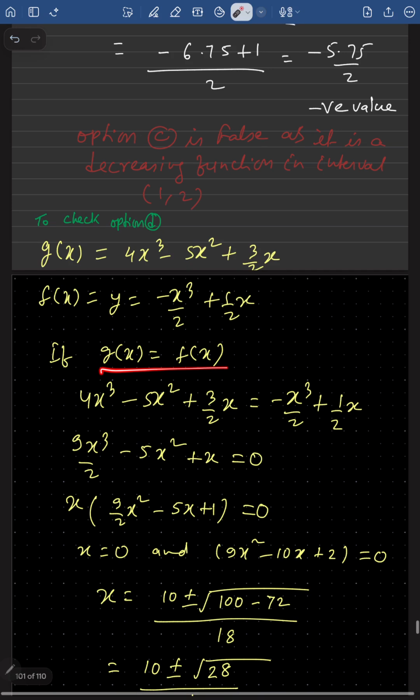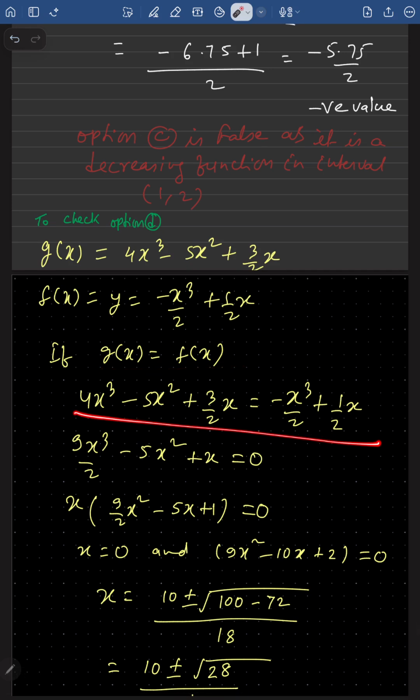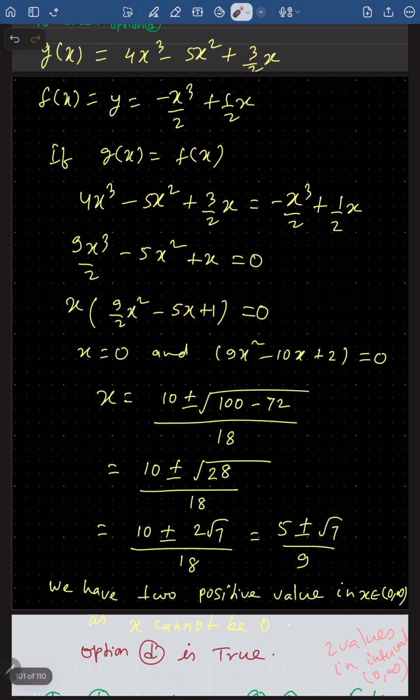So gx equal to fx, so this is your equation. Now we just bring all this to the left side. So 4x cube plus x cube by 2, minus 5x square, plus 3 by 2x minus half x, which is x. This gives 9x cube upon 2. When we take x common, 9 upon 2x square minus 5x plus 1 equal to 0. So this gives x equal to 0 and this one equal to 0, but x equal to 0 we will not take. We just ignore this value.